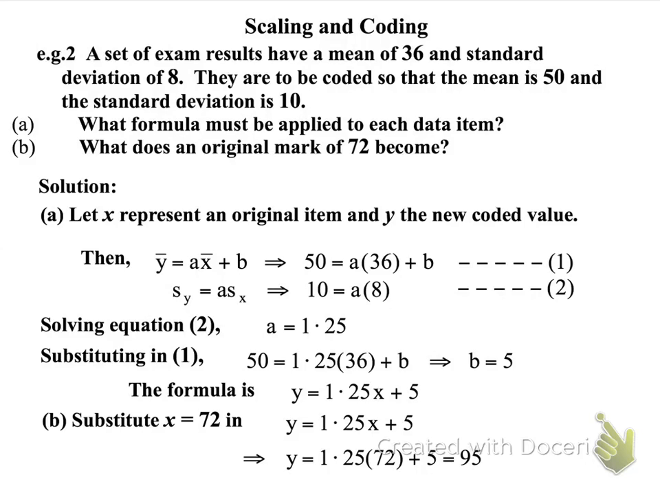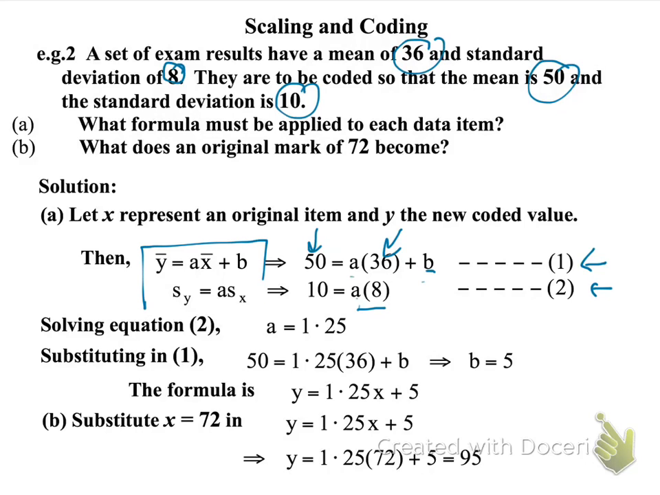So they're to be coded, and when you code them, if we code the mean, we move from our 36 to 50. So here we've got the 36 and here we've got 50, and obviously the mean is affected by A and B. With the standard deviation, however, we go from 8 to 10, and it's unaffected by the number that's added on. It's simply multiplied by A. So you take 8 times A, and that gives us 10. That gives us a set of two simultaneous equations.